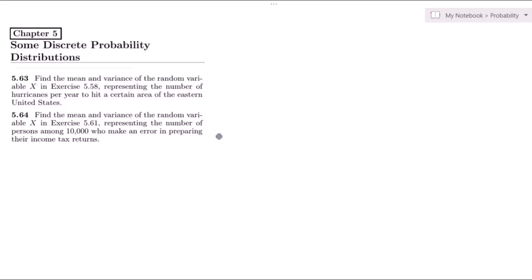This is question 5.63 and 5.64, which are related to the mean and variance of the random variable, which we have discussed previously, and that was related to exercise 5.58 and 5.61. Both of these were related to the Poisson probability distribution.